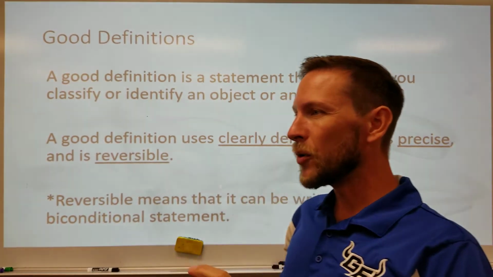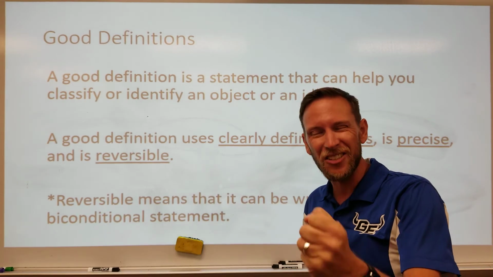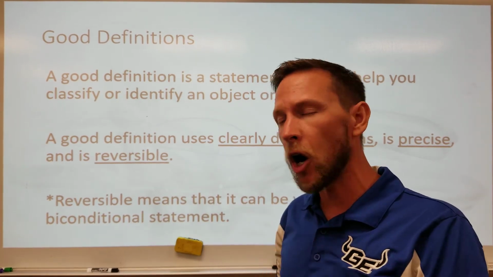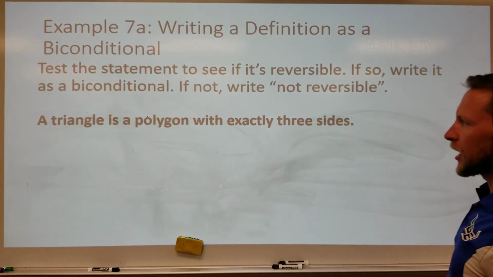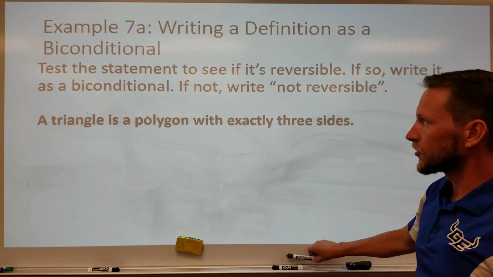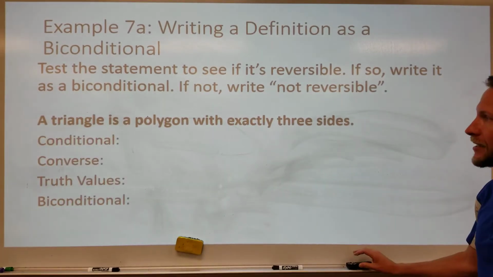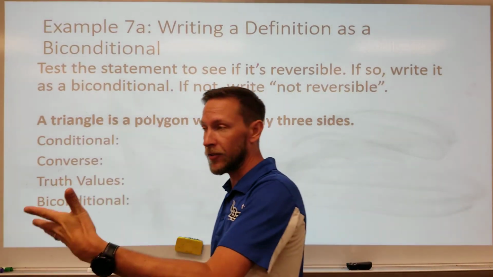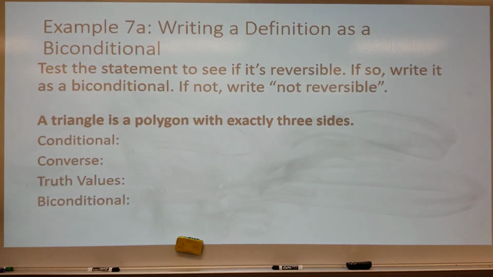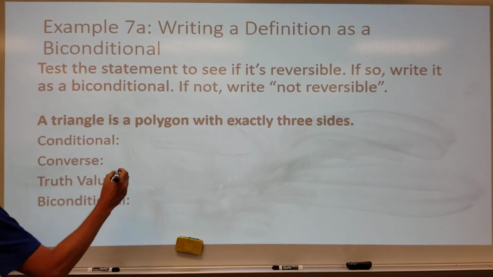And so we want to make sure that we have good definitions that don't get confused with other concepts or ideas, all right? So here, a triangle is a polygon with exactly 3 sides, all right? Is this a statement that we can write as a conditional, like we did with acute angles in the last lesson? Can we flip it, and will they both be true? If so, we can write a biconditional statement.